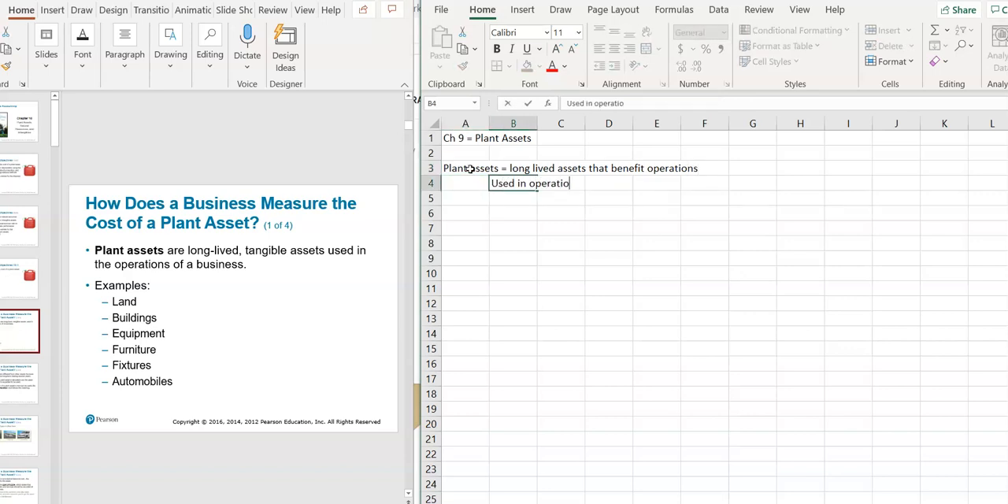That's key. Long-lived assets that aren't used in operations are generally classified as investments. So plant assets that are used in operations go in the plant assets section. All right, and we already all know we've got land, buildings, equipment, furniture, fixtures, automobiles. Equipment might be computers, generators, all types of things.